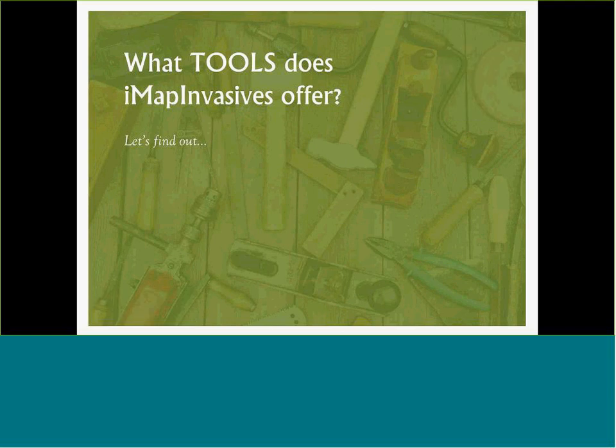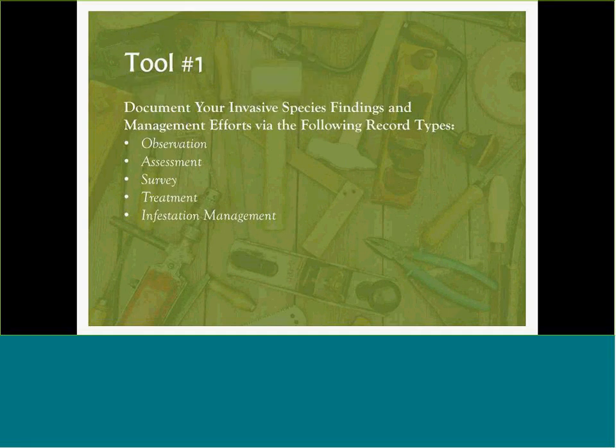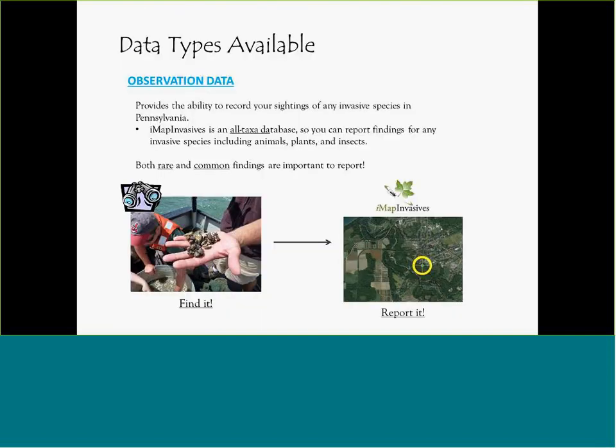Okay, so let's talk more about some of the tools that are available. We talked about some of the goals and the key components of the program, but let's talk more specifically about some of the tools that it offers. The big things, and kind of the basic part of the program, provide you with a way to document your invasive species findings and your management efforts, and that is done through 5 different data types: observation, assessment, survey, treatment, and infestation management. I'm going to go through and we'll talk about each of those data types and how you can use them to record what you are finding or what you are doing.